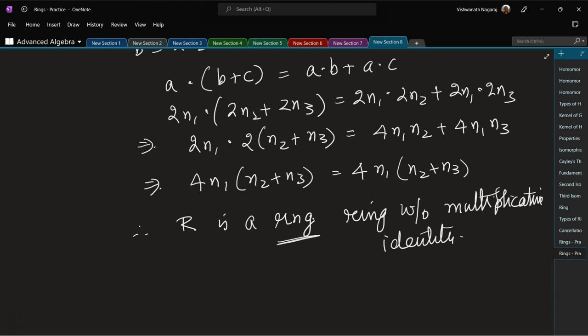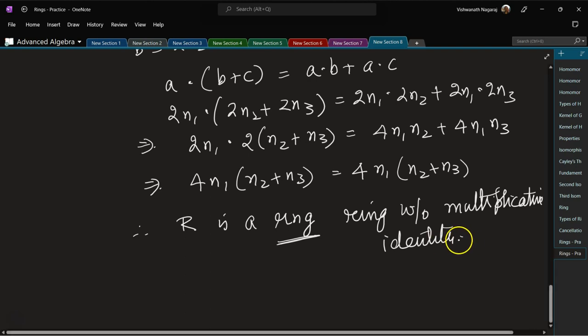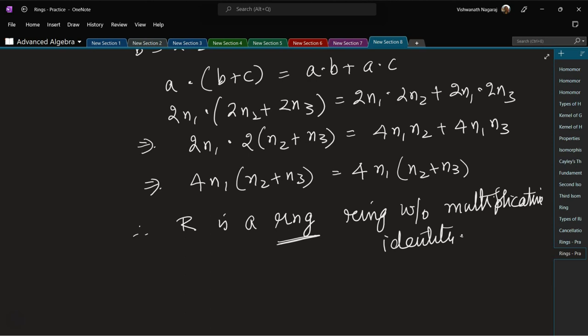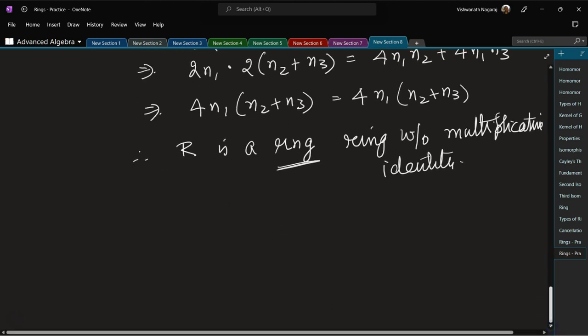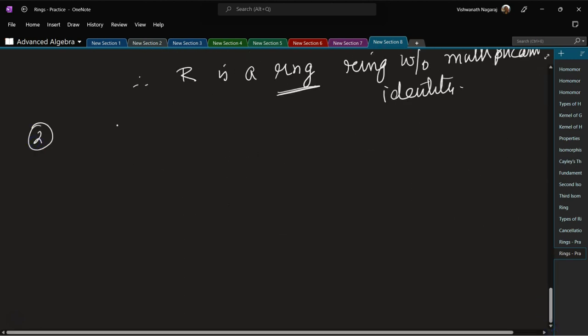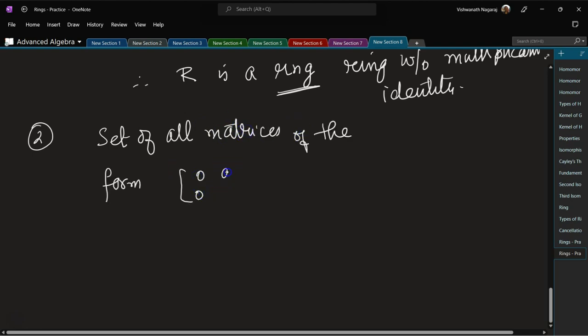But in some other textbooks, multiplicative identity is not a must, so it is treated as a ring. So be clear about which one you are supposed to follow. Okay, so that was even numbers. Now let's look at an example with respect to matrices. Let us say we have a set of all matrices of the form [0 0; a b], where a, b belong to the set of real numbers.